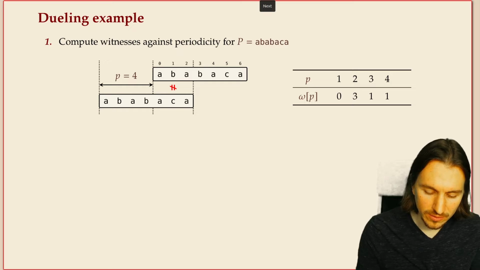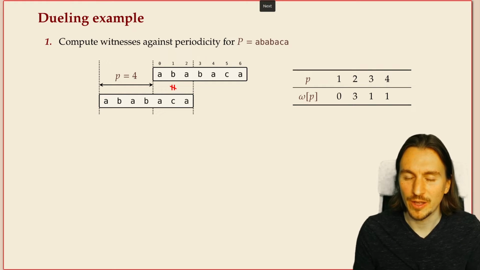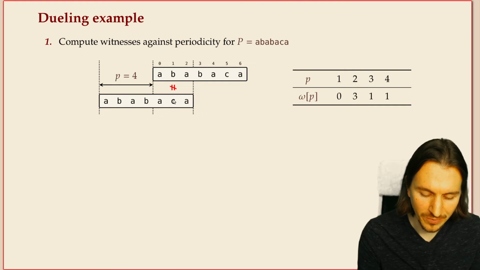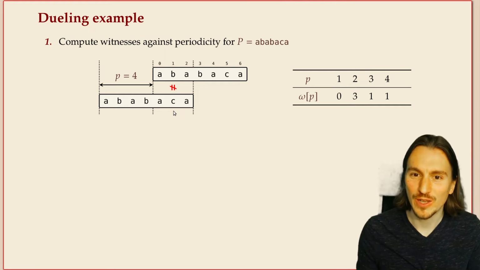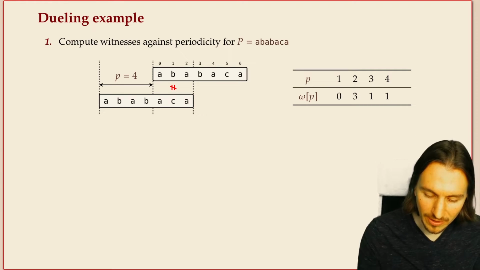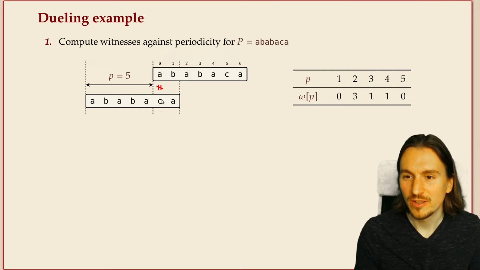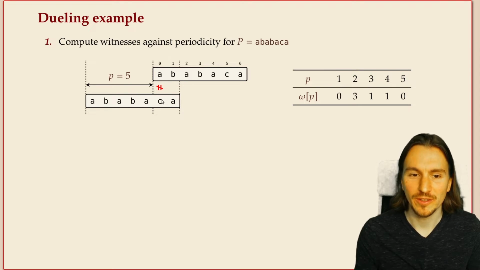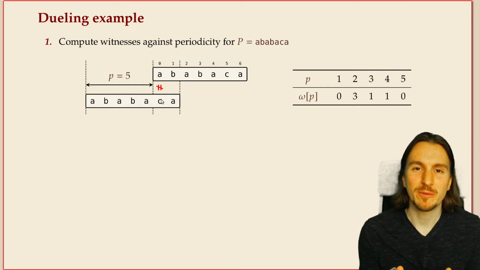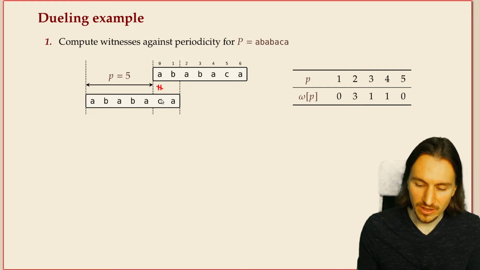And well, this would have already been enough. We're already past half the length of the pattern, but we can continue in this case. Also, 4 is not a period. So just for sake of completeness, here's another omega. And even for 5, we find a mismatch. So we can fill one more table entry. That's the first step. Given an aperiodic pattern, you can compute all the witnesses against all the periods.